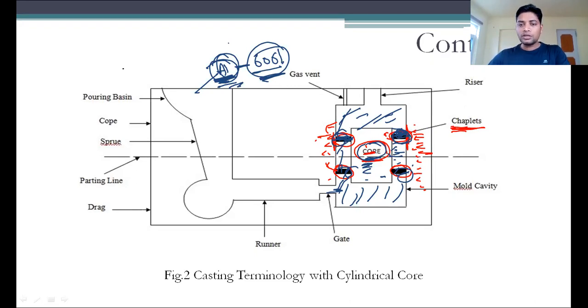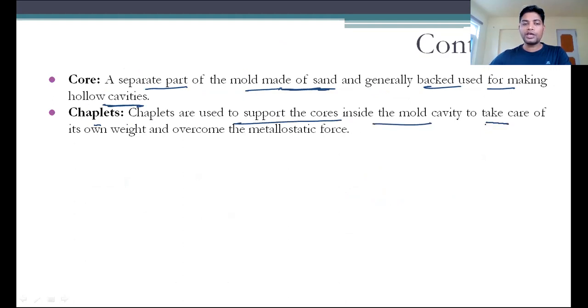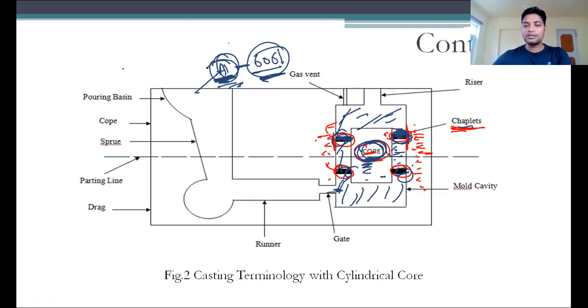Fine. So this is the core we are using to create the whole hollow cavity. Chaplets we are using to hold this core. Please keep in mind, the core is basically a separate part of the mold made of sand. This is molding sand, generally baked, and used for making hollow cavities. Chaplets are used to support the core inside the mold cavity, to take care of its own weight and overcome the metallostatic forces.